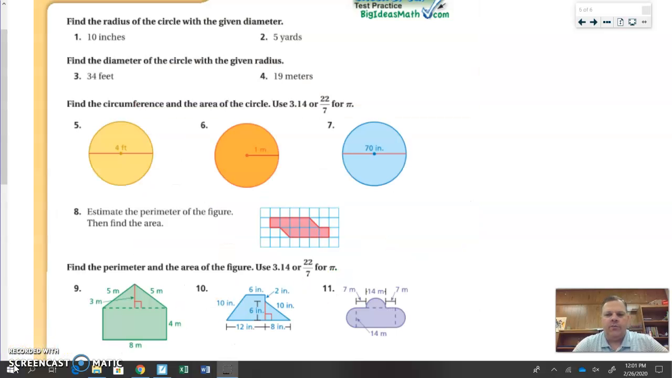Your job for the rest of class is to, on your own, complete the back page of the packet, 1 through 14. You may use calculators. You must label your work, and we will take the test tomorrow.